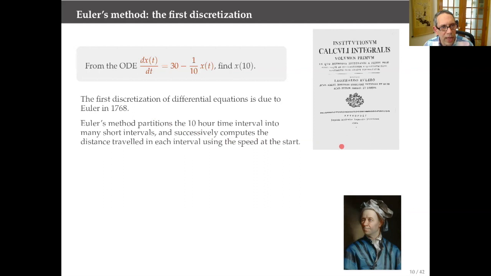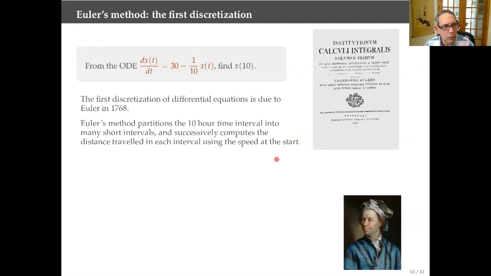So Euler wrote a calculus book around 1768, and he put there several ways to solve differential equations, but they were all for very special differential equations. For each particular differential equation of various sorts, he was able to come up with analytical methods. And then he had one method that works for all differential equations, and that's Euler's method of discretization.